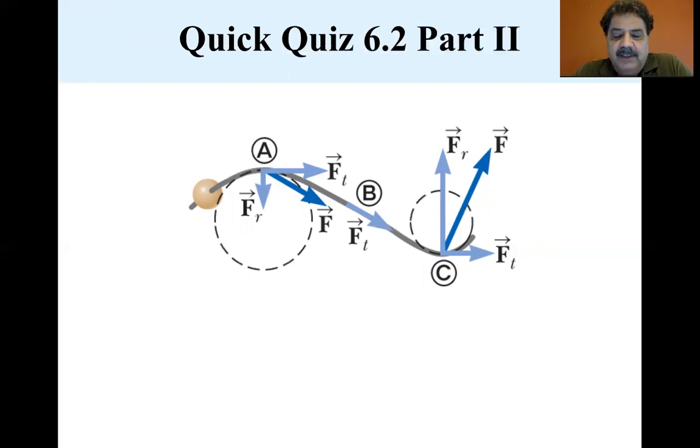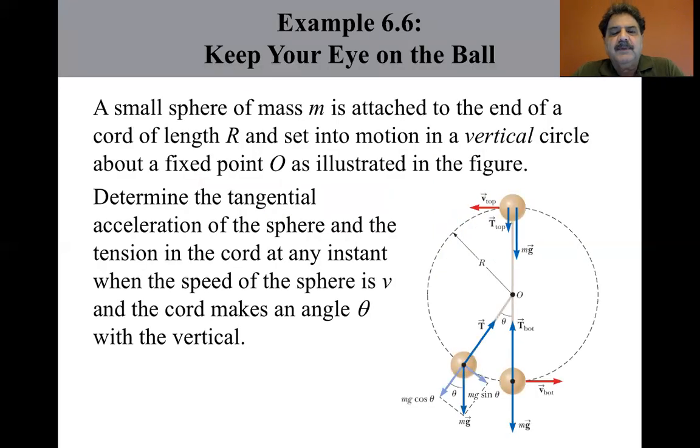All right, let's do an example. A small sphere of mass m is attached to the end of a cord of length r and set into motion in a vertical circle about a fixed point O as illustrated in the figure. Determine the tangential acceleration of the sphere and the tension in the cord at any instant when the speed of the sphere is v and the cord makes an angle theta with the vertical.